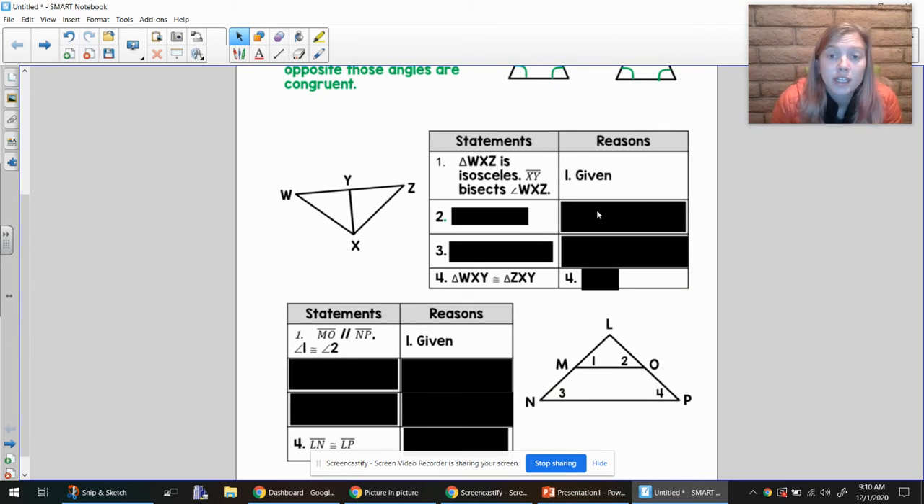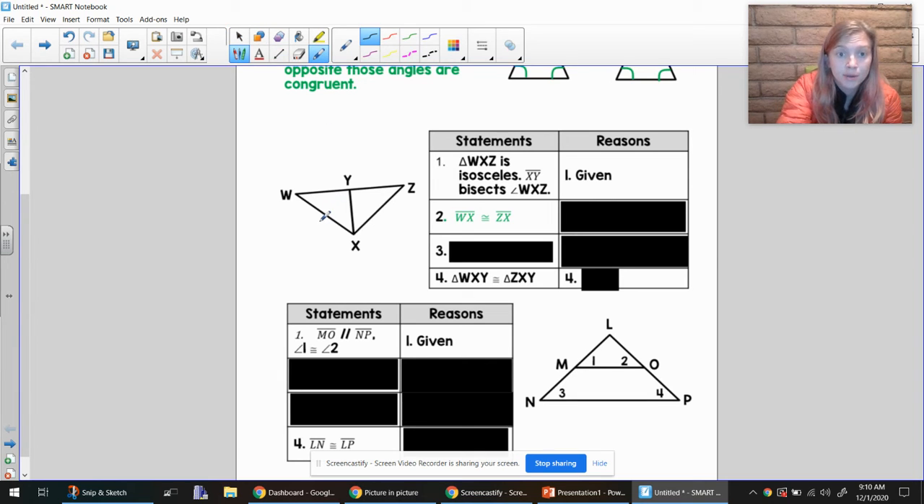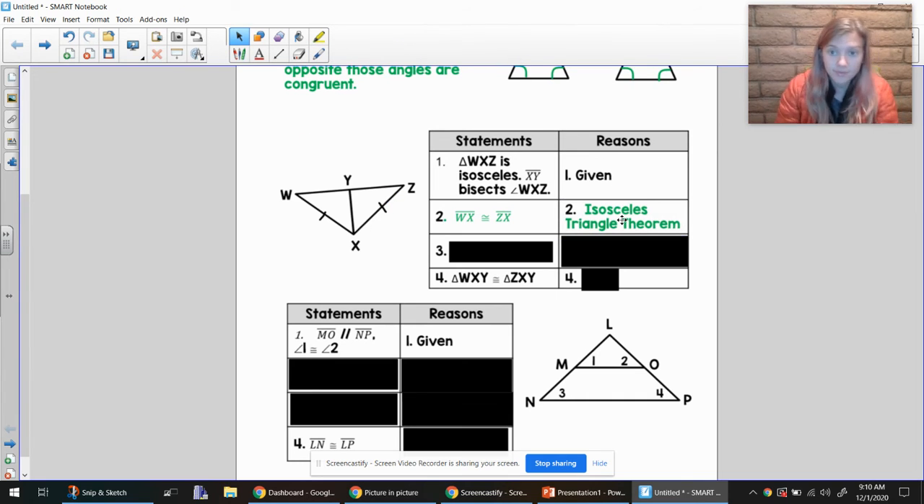First, we know that WXZ, that larger triangle, is isosceles, and that XY bisects WXZ. That's our given information. So next, we know that WX is congruent to ZX. So let's put some tick marks there. So WX is congruent to ZX. And we know that because of the isosceles triangle theorem. So that says that isosceles triangles have two congruent sides.